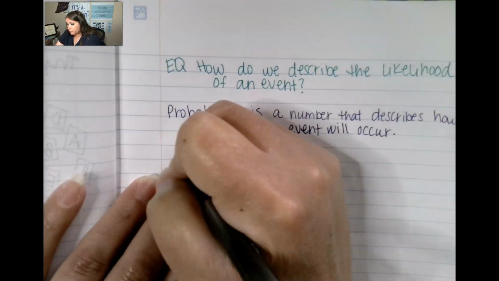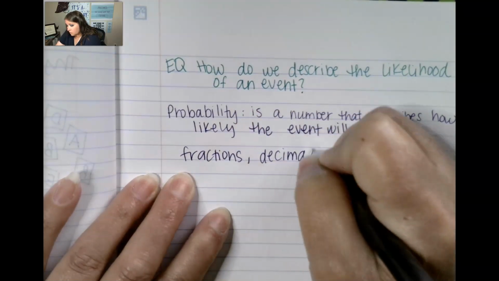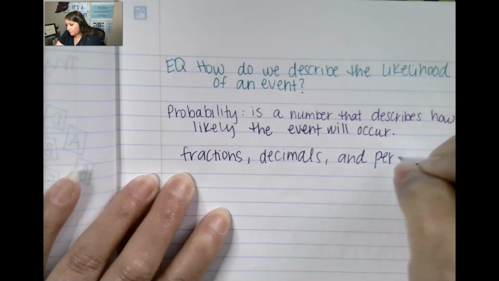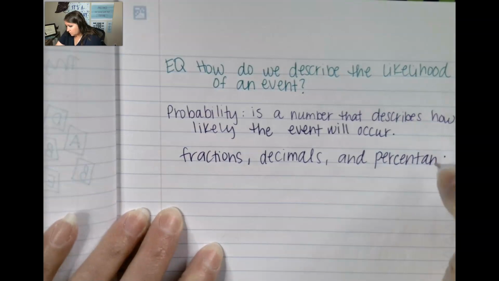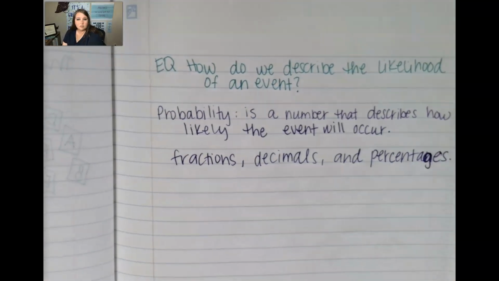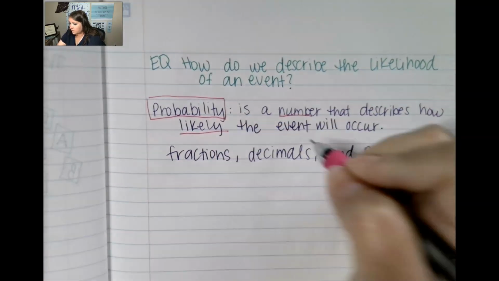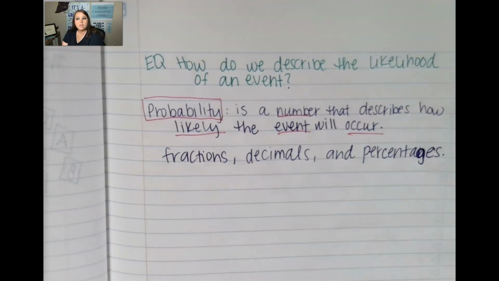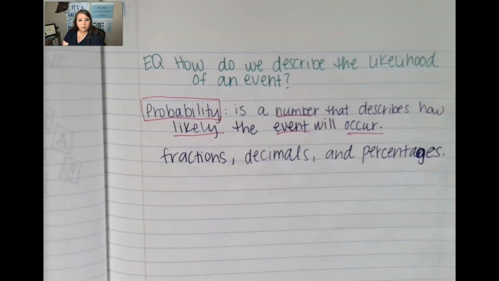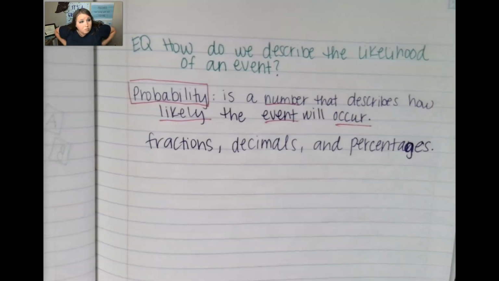We can use fractions. We could use decimals. And we can use percentages. So probability is a number that describes how likely the event will happen. Okay, so let's talk about this as a scale. When we're talking about likelihood, we are actually talking about a scale, like a rating that we're going to give our numbers. So we're talking about a rating of how likely something will happen when we look at probability.